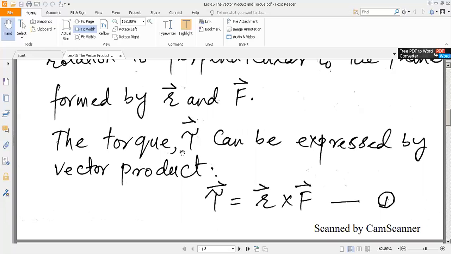In a standard way, we can express this turning effect by this Greek letter tau, and this arrowhead is representing its vector nature, and we can say the torque vector is equal to r cross F. This is our equation number 1, and here we can see how the turning effect is being expressed by the vector product of two vectors. One is the position vector of the point P on which this external force F is being applied.